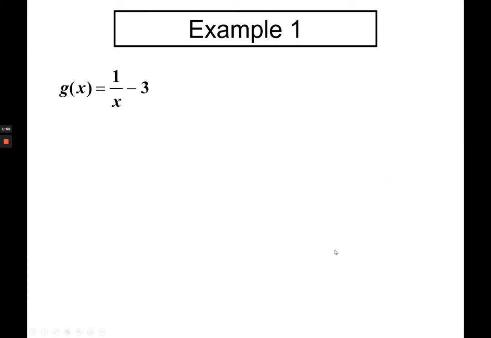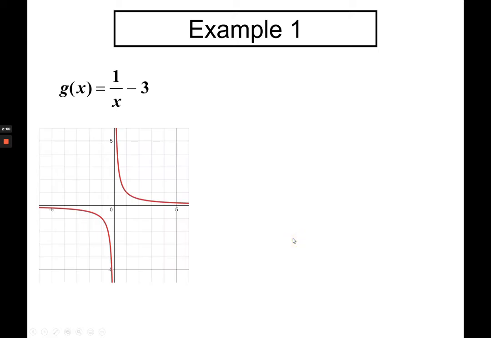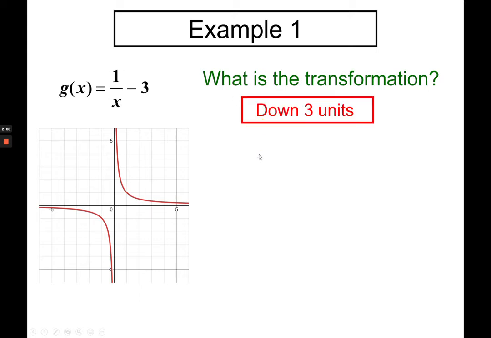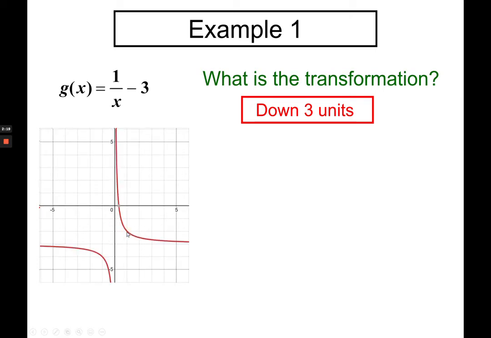Let's have your first example. This is based on the parent function. So given the parent function, based on your formula, what is the transformation? Actually, the parent function should go down 3 units. To show the transformation, the parent function should go down 3 units. This point will go 1, 2, 3, and it should appear here. And there it goes.